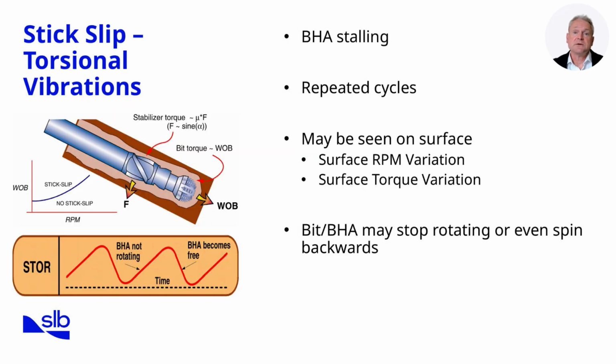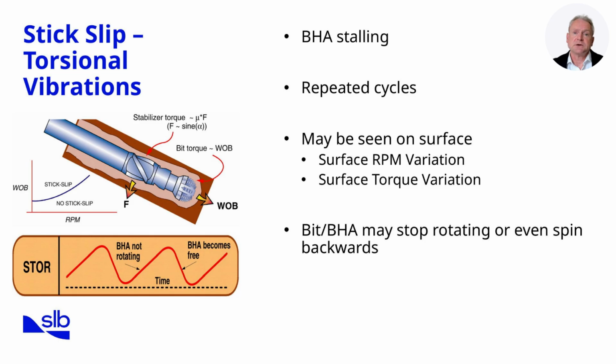Stick-slip is one of the most common torsional vibration problems we face. It happens when the bottom hole assembly alternates between sticking and then releasing, creating repeated cycles of stall and sudden acceleration. At the surface, this may appear as fluctuations in torque or RPM, even when the rig is applying steady rotation. One of the most serious aspects of stick-slip is that the bit, or even the entire BHA, may stop rotating altogether. In severe cases, it can even reverse direction briefly. This has significant consequences for cutter life, drive shaft fatigue, and the accuracy of directional drilling.